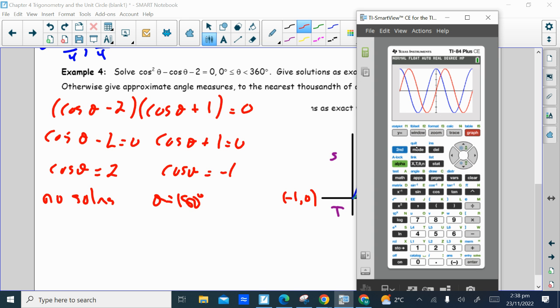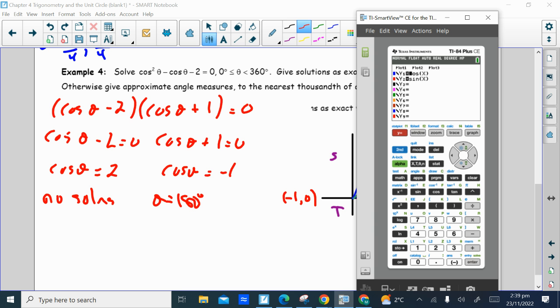So to check this, again, we are in degree mode already. I have to square the cosine of theta. So I'll open a bracket. I'll put the cosine of 180 degrees in there. Close the bracket on the 180. Close the bracket on the cosine of 180 and square it. Minus the cosine of 180 degrees. Minus 2. That equals 0. So it checks.